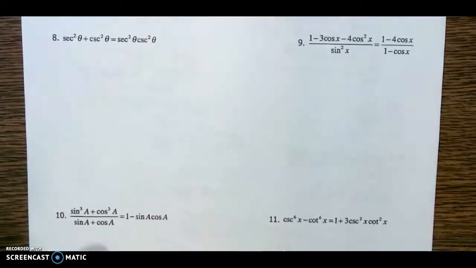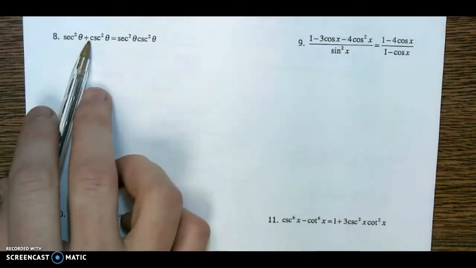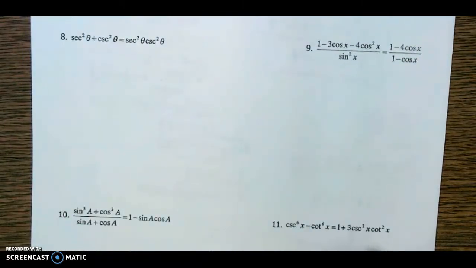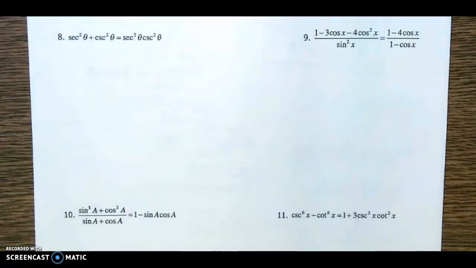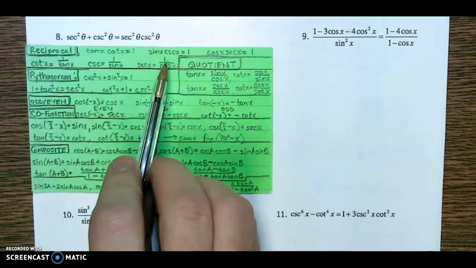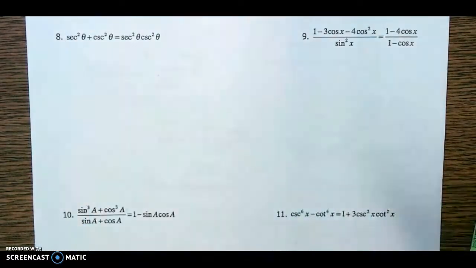On number 8, again, we've got exponents, but it doesn't look like I can factor anything because it's not a difference of cubes, it's a sum. So instead, what I'm going to do is change these into fractions and see if that helps. So we're going to take secant and change it into 1 over cosine, and we're going to take cosecant and change it into 1 over sine, but they're going to be squared since they're squared.